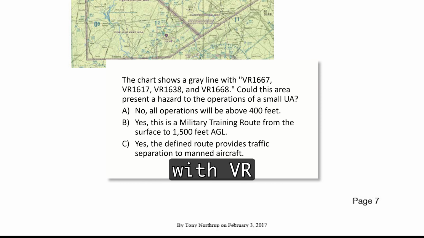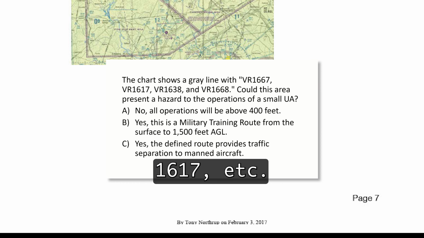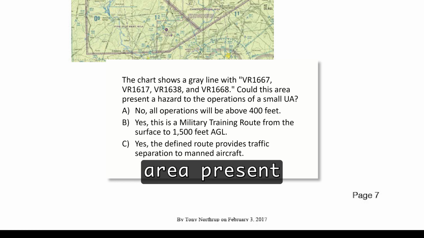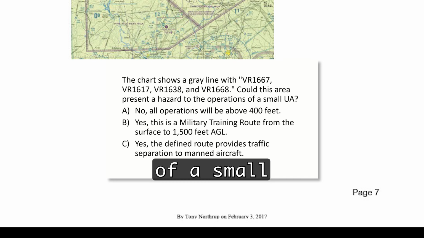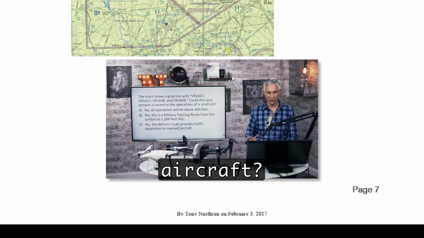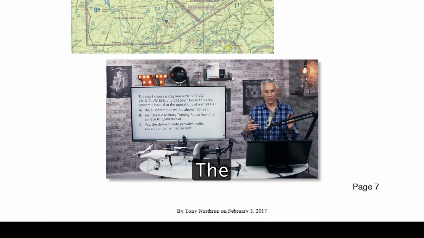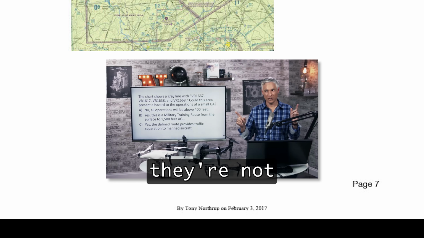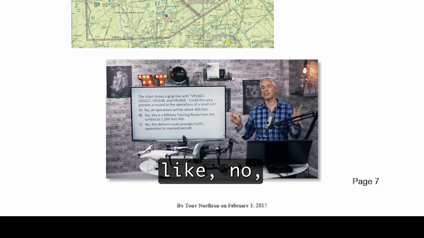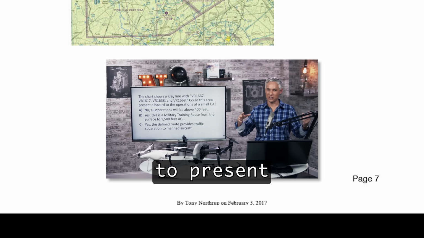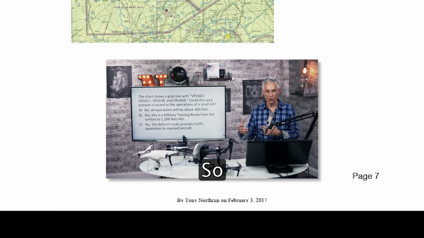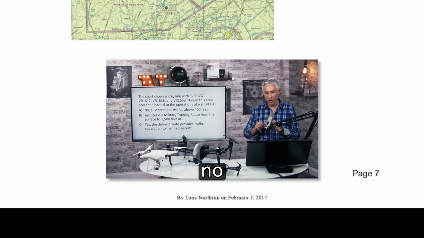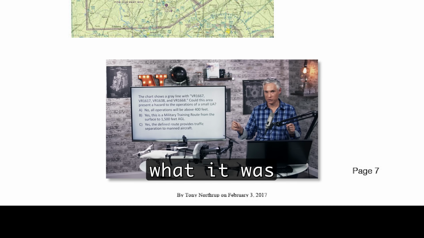The chart shows a gray line with VR 1667, VR 1617, etc. Could this area present a hazard to the operations of a small UA, unmanned aircraft? In general, they're not going to present you a question and the answer be like, no, you're fine, just do whatever. They're always going to present hazardous situations. So right away, we could pretty much eliminate no as an answer, even if we had no idea what it was talking about.